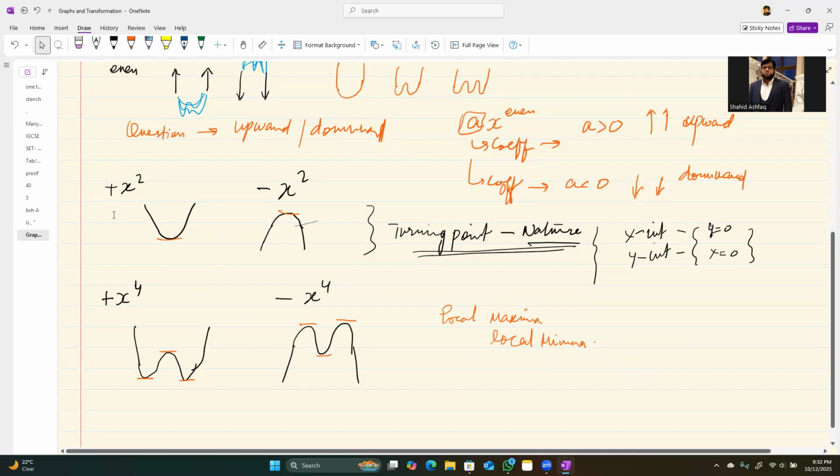The thing which I want you to understand is that whenever we have an equation of a graph or any polynomial equation, we can look at the graph and then decide very quickly about these things.